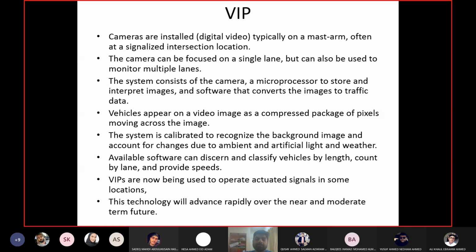Video image processing has started to be used at some signals as well. Some signals have cameras on their mast arm, and these cameras record the traffic and transmit it to the signal, and the signal timings are changed according to the traffic data which is coming in. This technology is growing faster than any other traffic data collection technology. Why? Because we have so much data, and it is simple and convenient. If you go online and search for image processing, you will find many research papers.